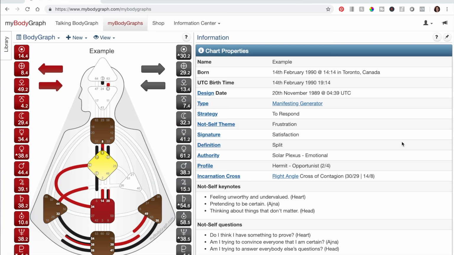Okay, let's get to the screen share. So this is what your body graph will look like. I'm using the website mybodygraph.com. There are other ones you can use like Jovian Archive. I'm just used to this, so this is what I use.